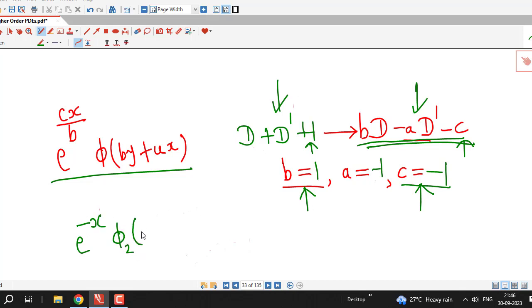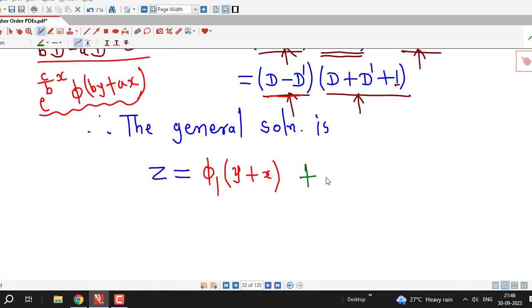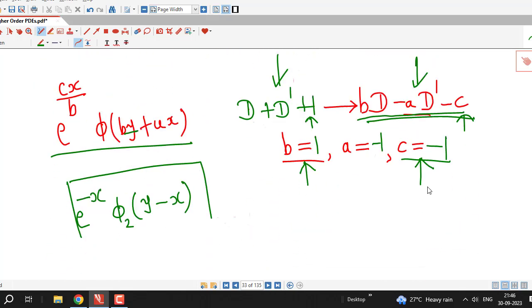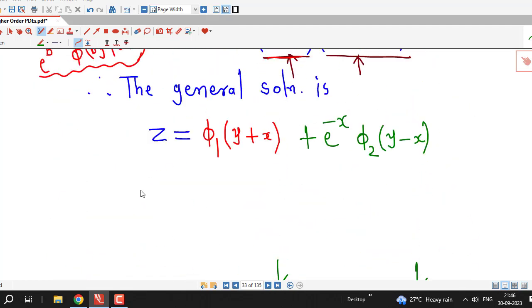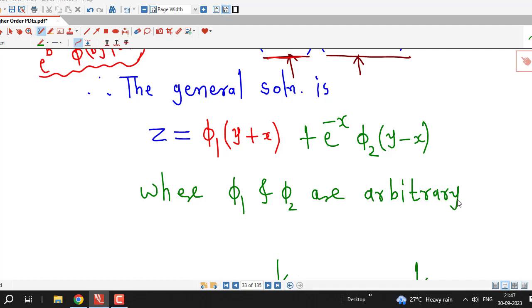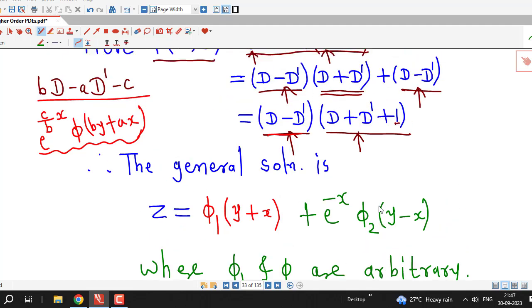And here we will consider another function phi 2. B is 1, therefore we have y. A is minus 1, that is minus x. Therefore we have e raised to minus x times an arbitrary function, denoted by phi 2, of y minus x. This is the general solution, where phi 1 and phi 2 are arbitrary functions, or we can simply write that phi 1 and phi 2 are arbitrary.